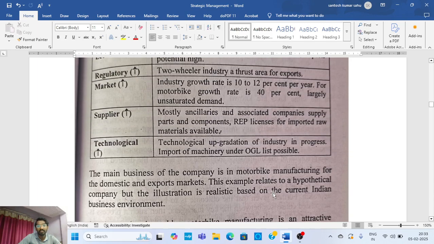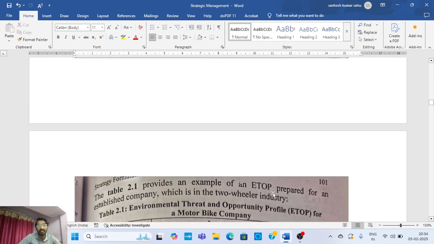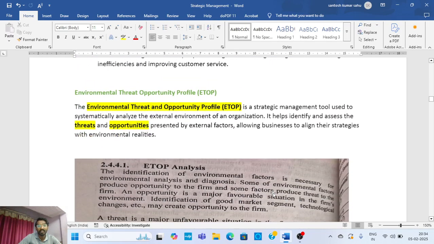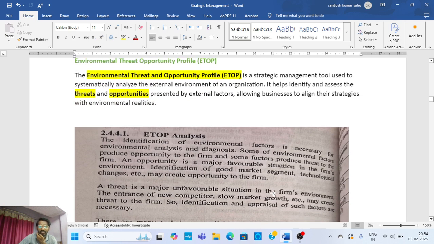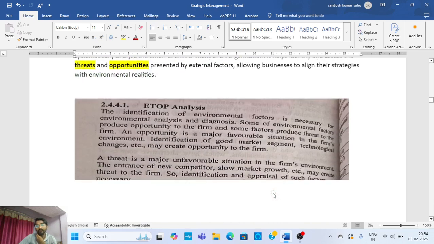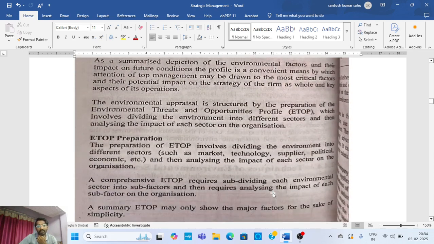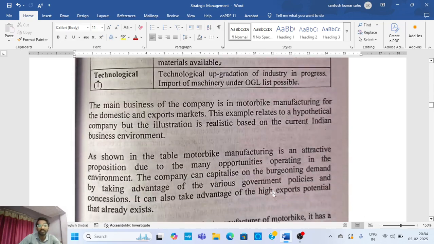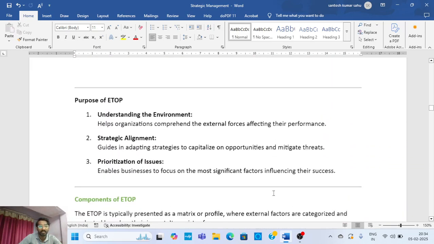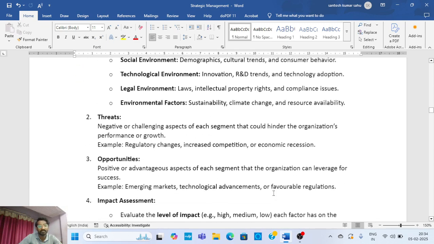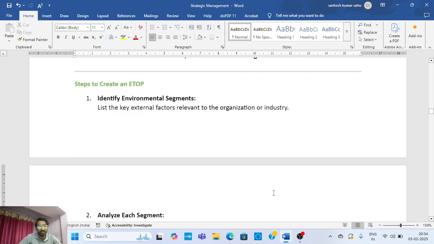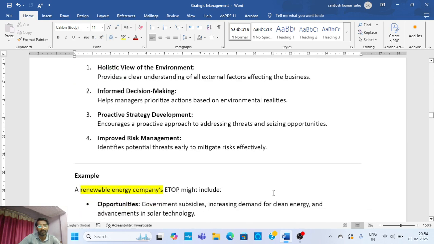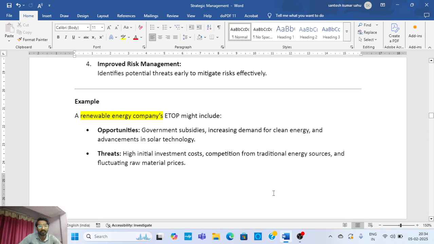I think all these things we discussed. Let me check if anything is left. Okay, here we started today, and we discussed the environmental threat opportunity profile definitions, उसका meaning, right? Then उसका preparation part हमने देख लिया. Some of the examples also we discussed. Then moving down, purpose, then components, steps to create ETOP, and also benefits we discussed, as well as taking one example of a renewable energy company.